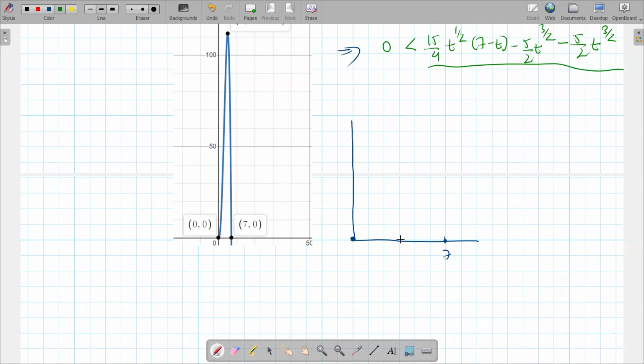At time 5, the slope is 0, right? Agree with that? So the velocity function at time 5 is going to come right here. Between 0 and 5, is the slope increasing or decreasing?